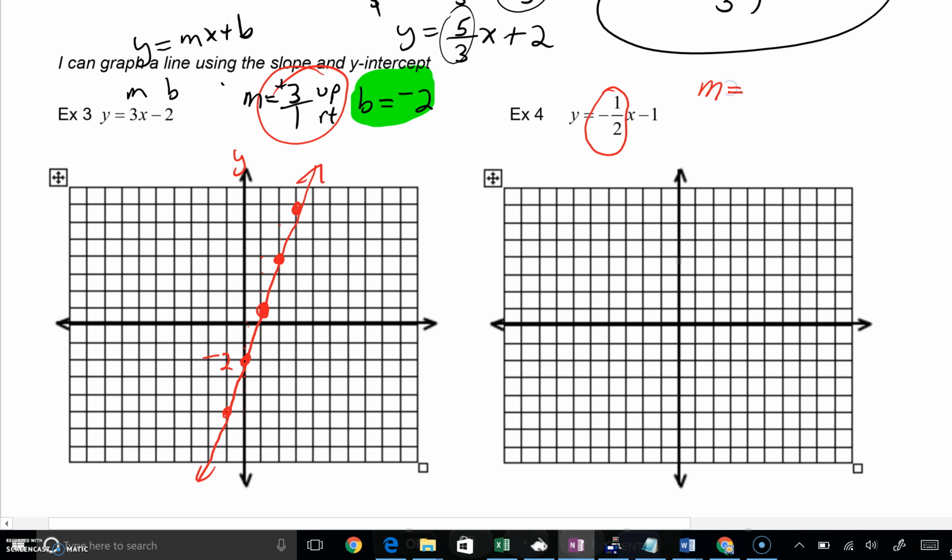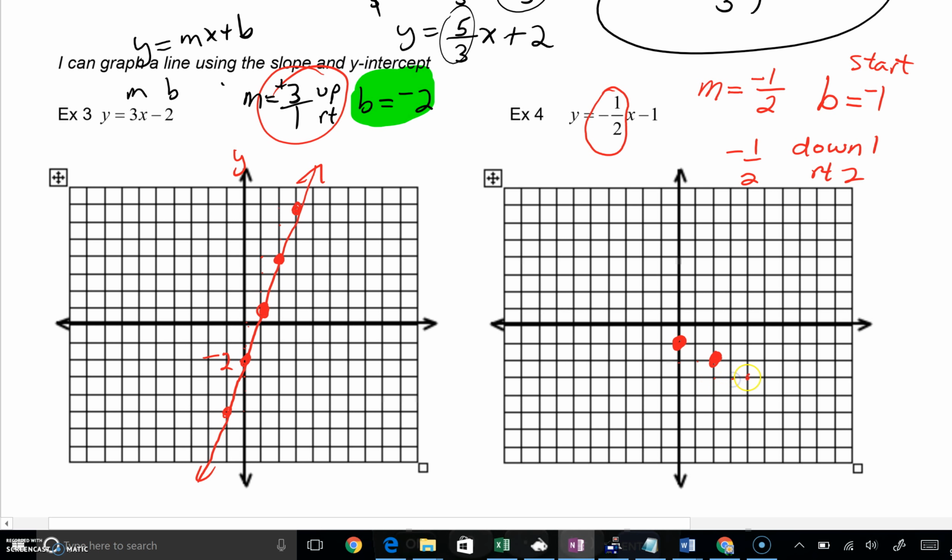We have an m, a slope, of negative 1/2. Our b is going to be negative 1. So we begin right here, 1 step below the origin. We always begin with our y-intercept. But with a slope of negative 1 over 2, that means we go down 1. That's what that negative indicates. We're going to go right 2. So I go down 1, and then I go 1, 2 to the right.